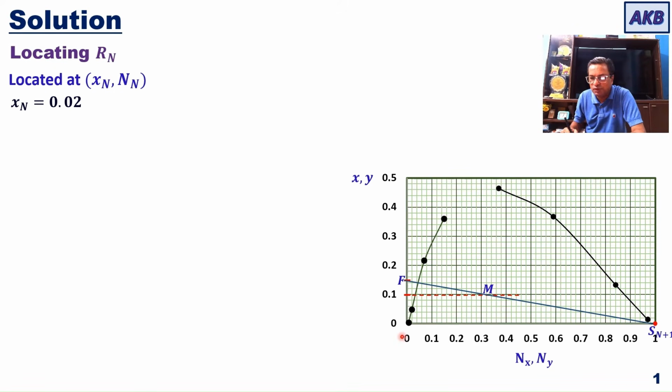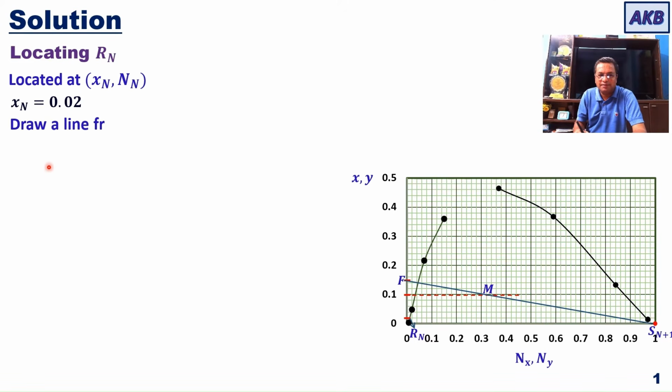So first of all, we will locate x is equal to 0.02. So it is over here, and then point Rn will be located on the A reach part of the binodal solubility curve. So point Rn will be located on the curve where xn is equal to 0.02.